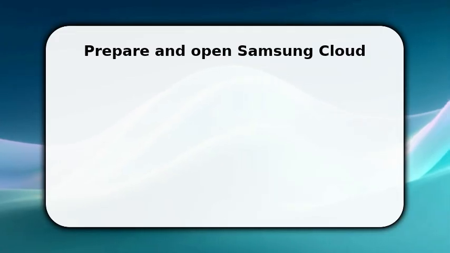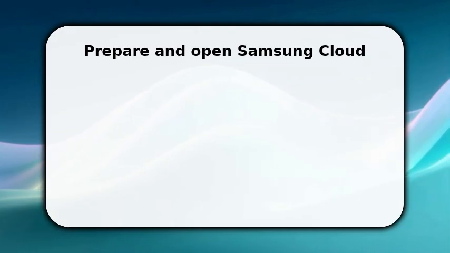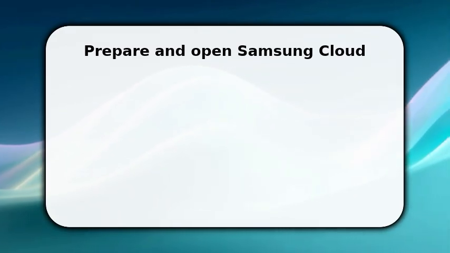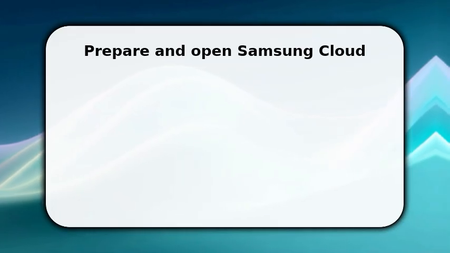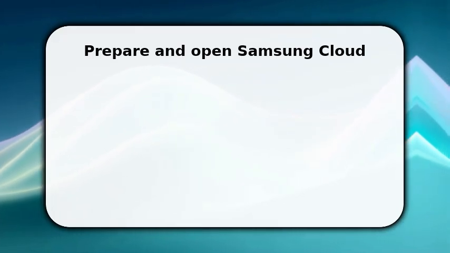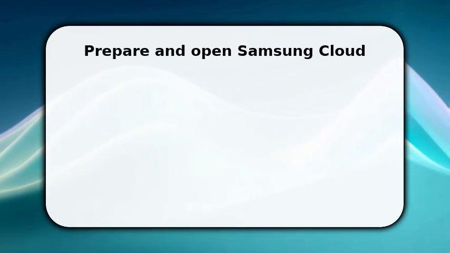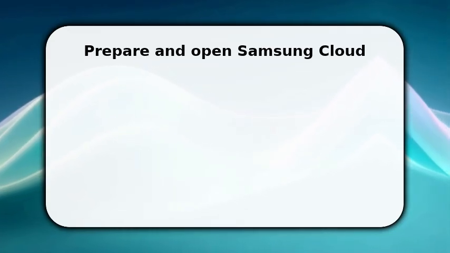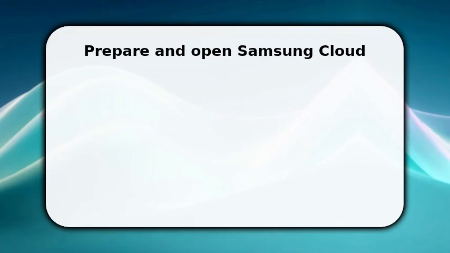You start by confirming your Samsung account is signed in because Restore links to that account. Once signed in, connect to reliable Wi-Fi and ensure battery is healthy to avoid interruptions. Open Settings, tap Accounts and Backup, then Samsung Cloud to access backup options.